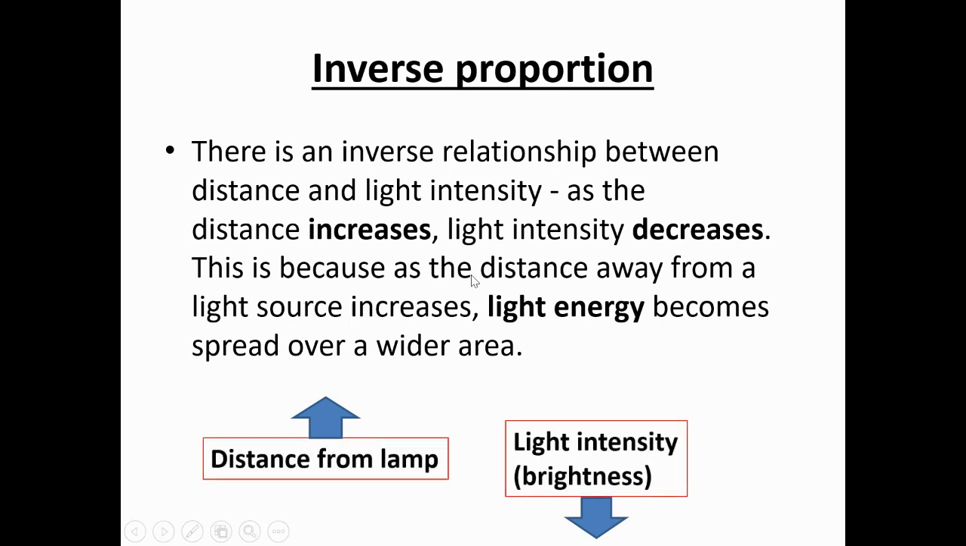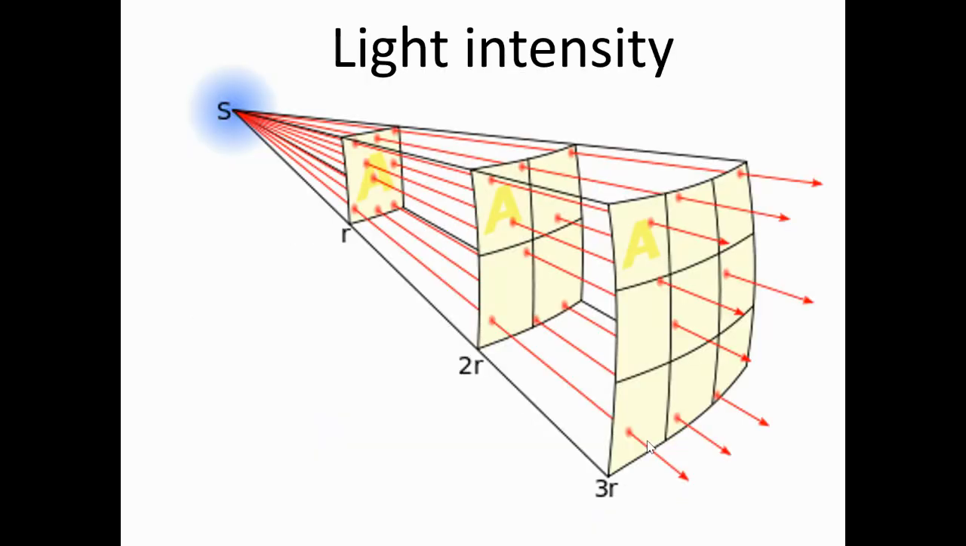This is because as the distance away from the light source increases, the light energy becomes spread over a wider area. And by spreading over a wider and wider and wider area, you are going to reduce the amount of energy in that space. And that's what brightness is, I suppose. Okay, so as you increase distance, you decrease light intensity. That's what inverse proportion means. One thing goes higher, another thing goes lower. Okay, we've seen this diagram before.